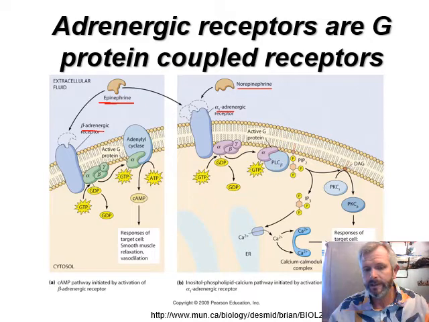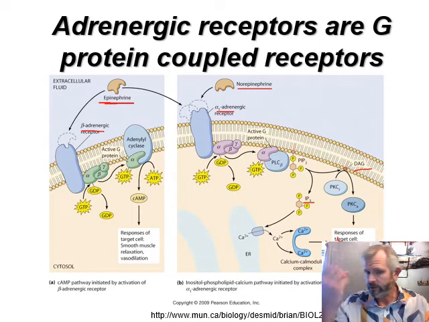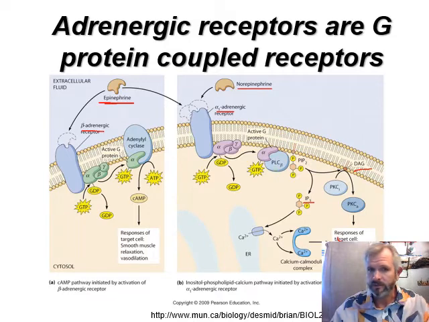You can see the alpha here. Alpha can bind both norepinephrine and epinephrine, depending on which is more prevalent. And you can see the response. It is a G protein coupled receptor. We're signaling through IP3 and DAG in this case. But what are we getting? We're getting contraction of the smooth muscle, and we get vasoconstriction, say if we were at the blood vessel.